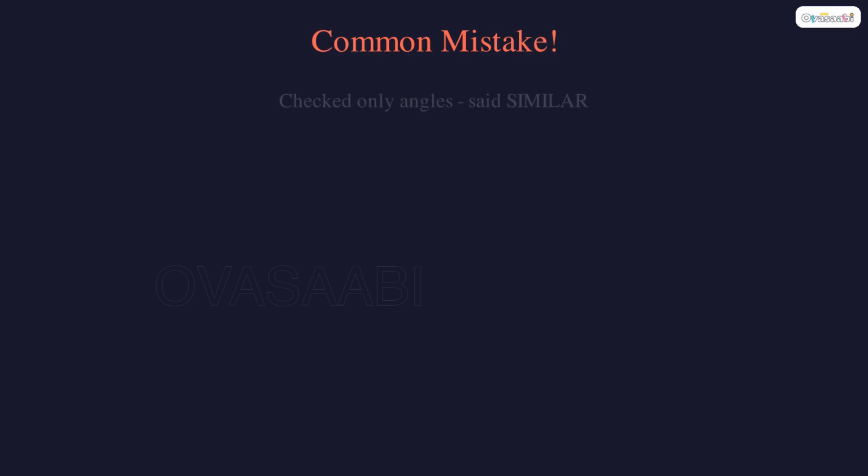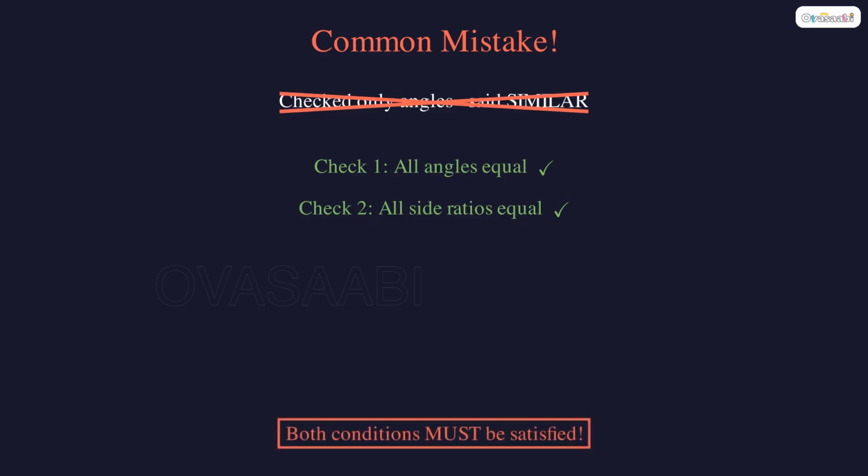Common mistake. Students check only angles and forget to check side ratios. You must check both conditions. Equal angles alone is not enough for all shapes.